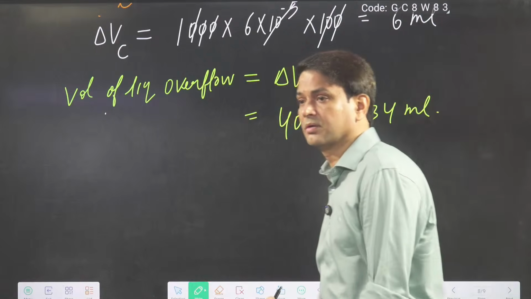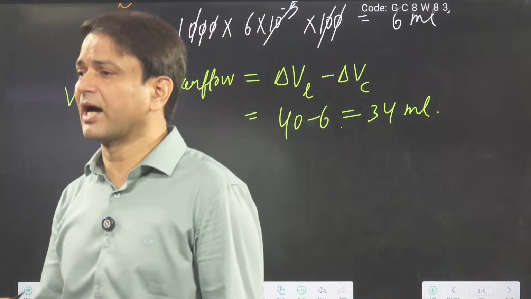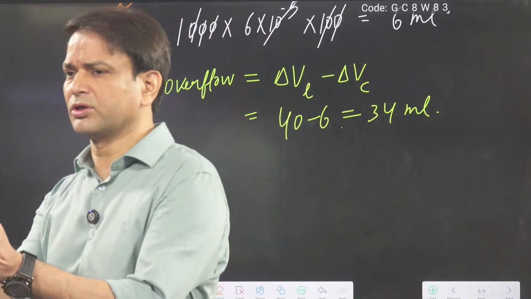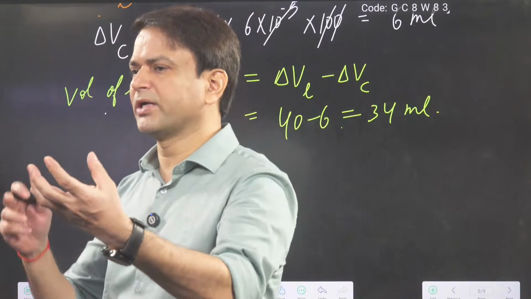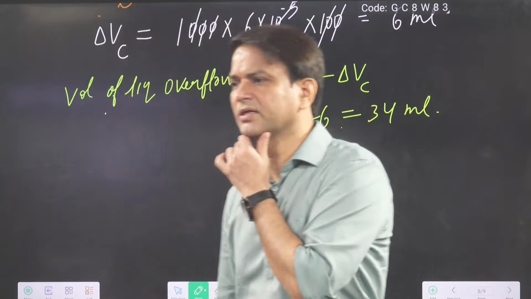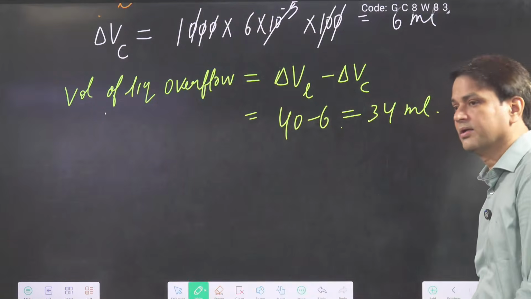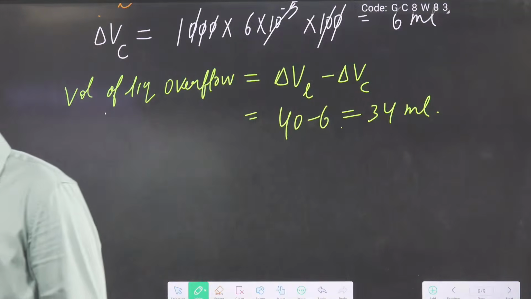We can also find this using the gamma apparent formula. Gamma apparent is equal to gamma real minus gamma container. Then you multiply with the volume of the liquid into delta theta. Then also you will get directly 34 ml.